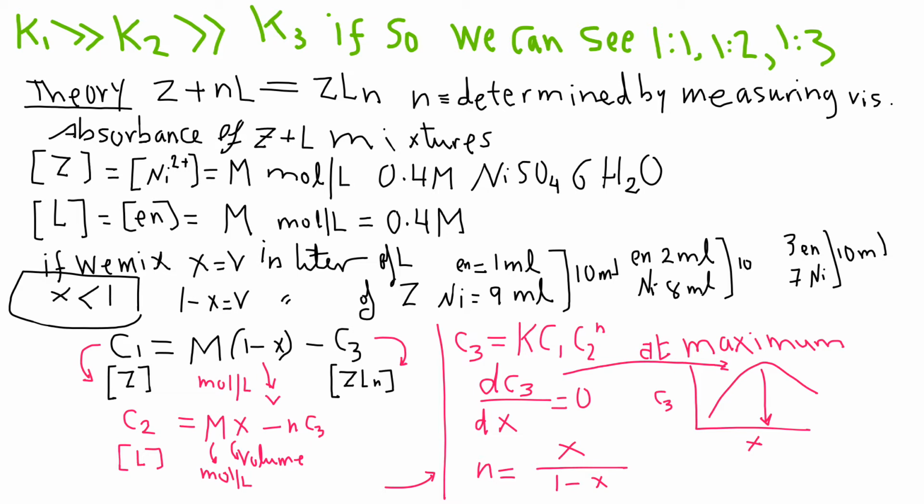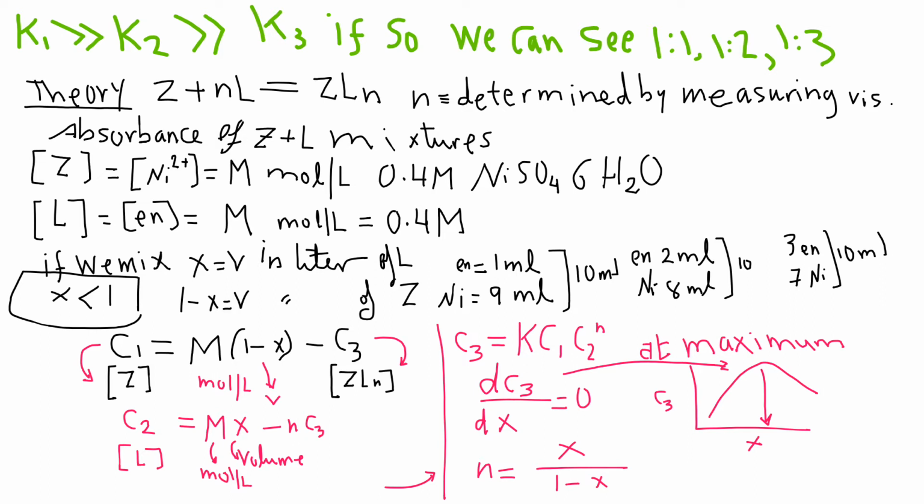So if we mix X volume in mil or in liter from the ligand and 1 minus X volume of the metal, for example, to make the picture clearer, we have 1 mil ethylene diamine, we add to it 9 mil nickel solution, so we end up with 10 mil. To make the continuous variation, in a next sample tube we add 2 mil ethylene diamine and 8 mil nickel, so the total stays the same, 10 mil, and so on.